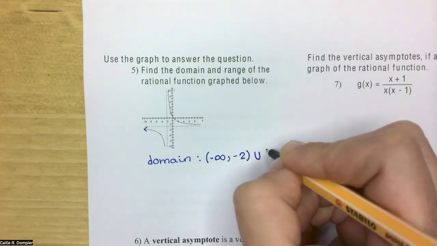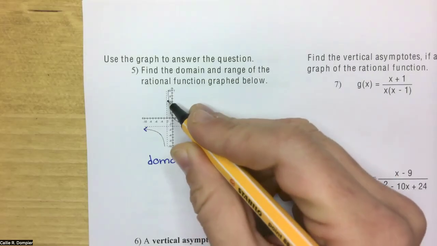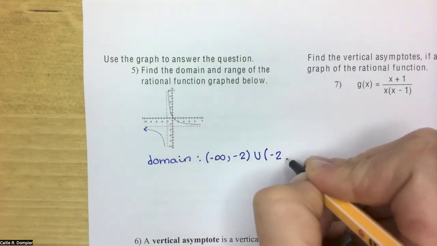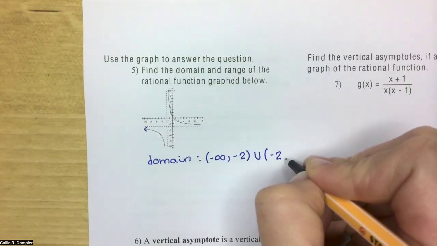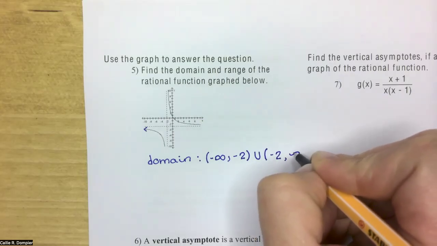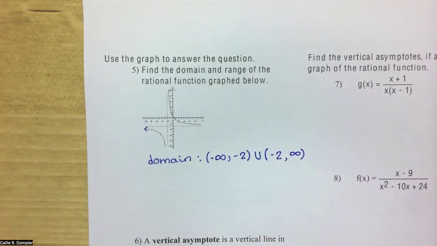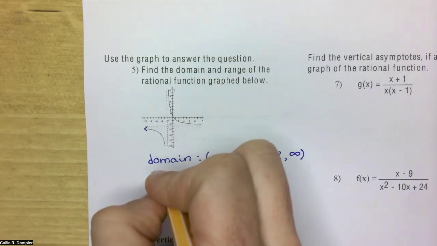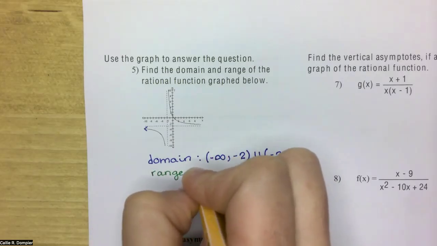Union with, it starts again at -2 but doesn't include it, and goes forever in a positive direction. So that would be the domain of this picture, the graph picture, I should say. And then the range, we're going to do the same thing, but on the y-axis.